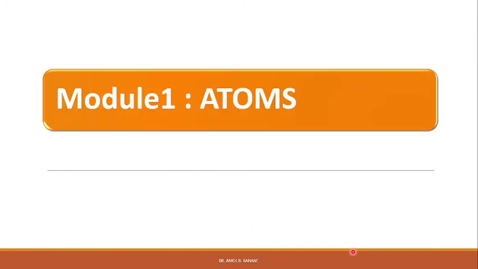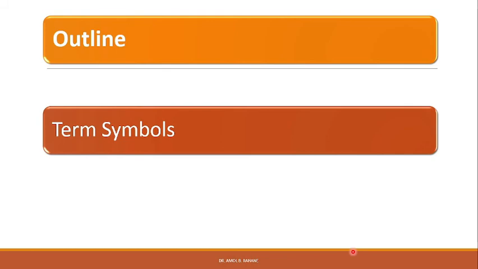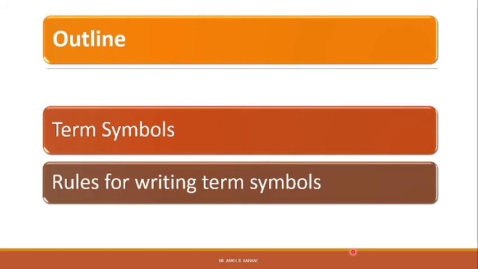We are studying our first module, atoms. In the previous lecture, we have studied the total angular momentum for the atom. In this lecture, let us study the term symbols. So, we'll study the term symbols and rules for writing term symbols.